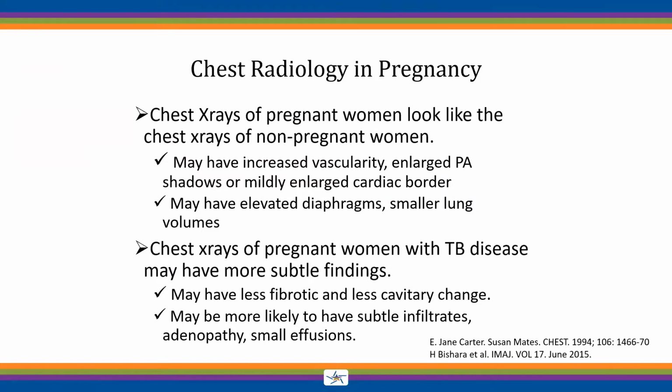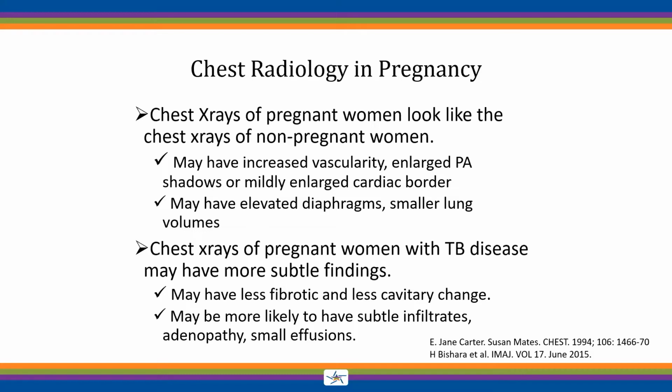Good news though, you don't need to be a brilliant radiologist because pregnant women's chest x-ray looks just like non-pregnant women's chest x-ray with very rare exceptions. You may have increased vascularity, you may have enlarged pulmonary artery shadows, and you may have a mildly enlarged cardiac border. You may have elevated diaphragms, you may have smaller lung volume. Incidentally, I'm sure if you guys thought about it for a minute, you've seen plenty of x-rays that look just like this, only they're not pregnant women. They're older people that are women or men who have some adiposity and aren't taking a deep breath. So you've seen films that look like this all the time and you're still able to spot TB.